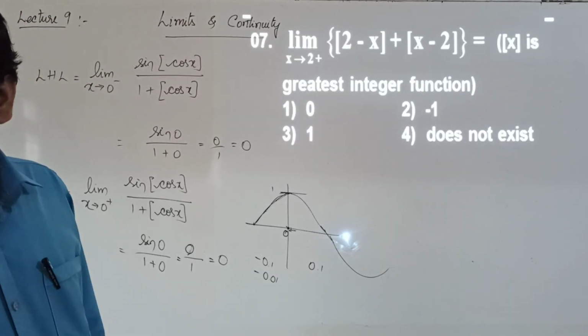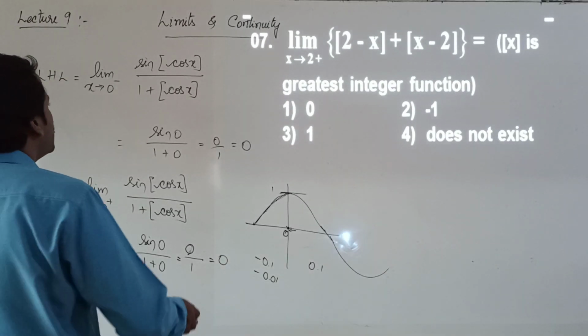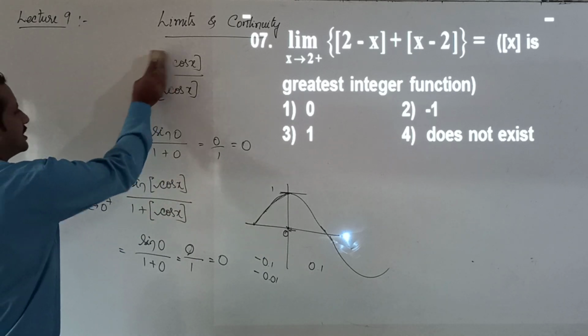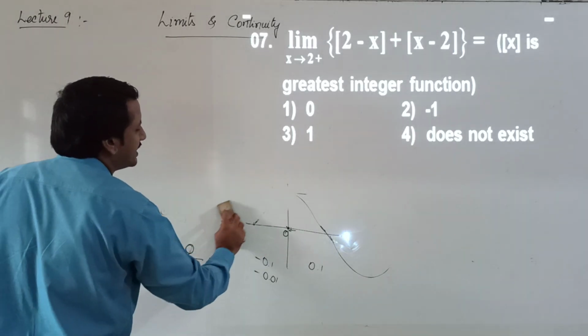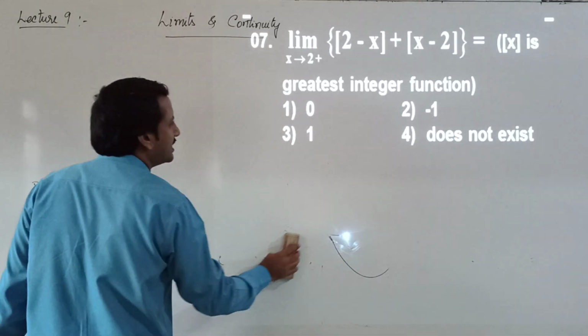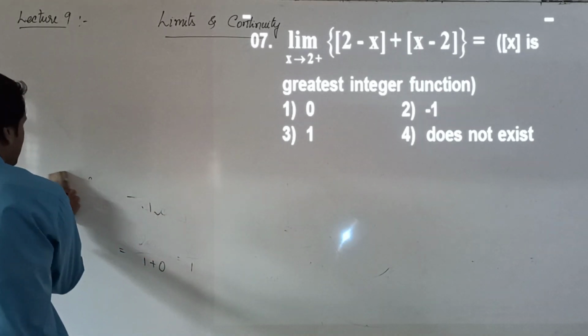Okay. Seventh question. Limit x tends to 2 plus [2 minus x] plus [x minus 2] is equal to what? Where [x] is the greatest integer function.